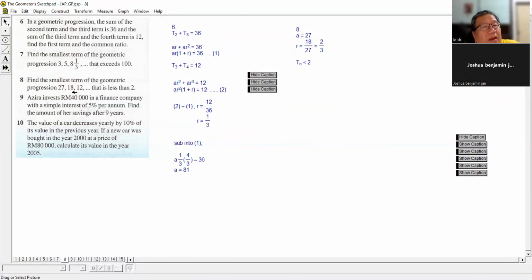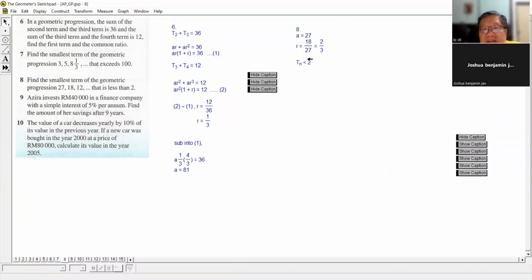Now what you want to find is, they say if you carry on like this, 27, 18, 12, and so on, it will come a time when the value of Tn is less than 2. I don't know when it is, but it will, because I know that the number is getting smaller and smaller. So I have to find that value of n.